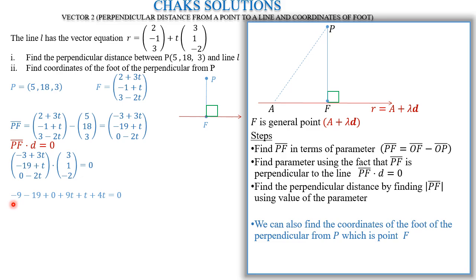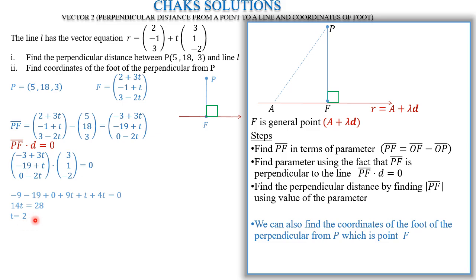So we are going to have minus 9 minus 19 plus 0 plus 90 plus t plus 4t here. Alright, so this is now what we have, equals to 0. So now we can find the value of t. 14t equals 28, so t equals 2. So the value of the parameter at this point F is t equals 2.